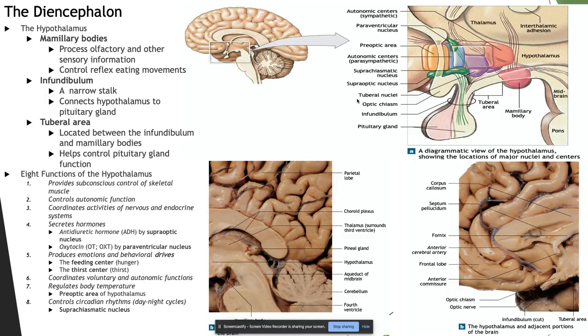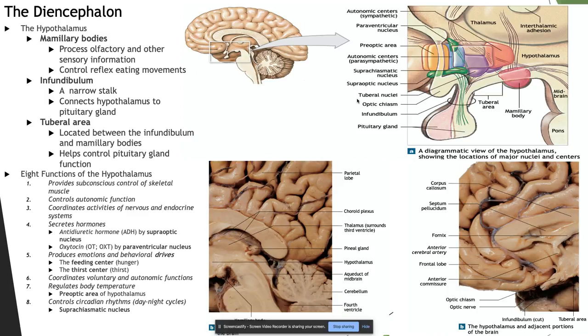So the hypothalamus coordinates neural and endocrine activities by inhibiting or stimulating endocrine cells in the pituitary gland through the production of regulatory hormones. And these hormones are produced at the tuberal area. They're released into local capillaries for transport to the anterior lobe of the pituitary gland.